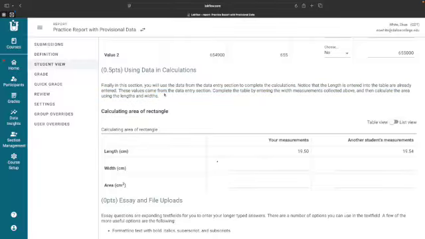Okay, these values come from the data entry section, the one that I asked you guys to write down. Complete the table by entering the width measurements collected above, and then calculate the area using lengths and widths.